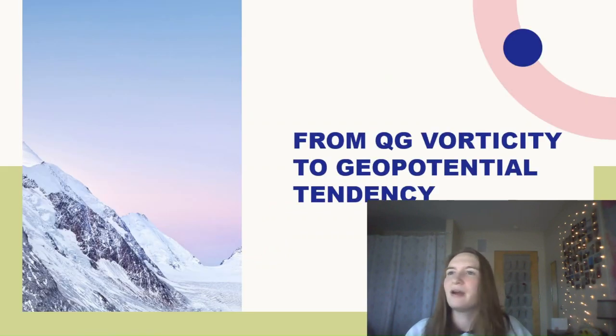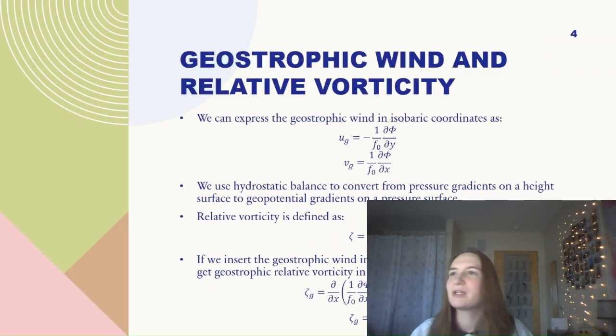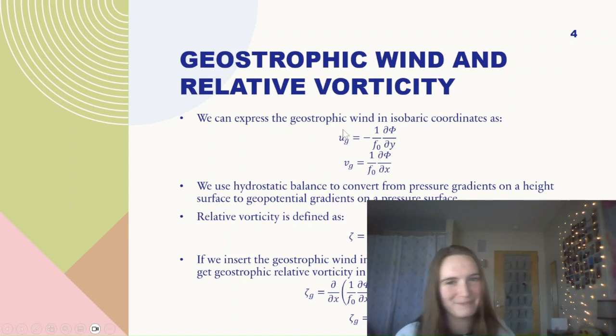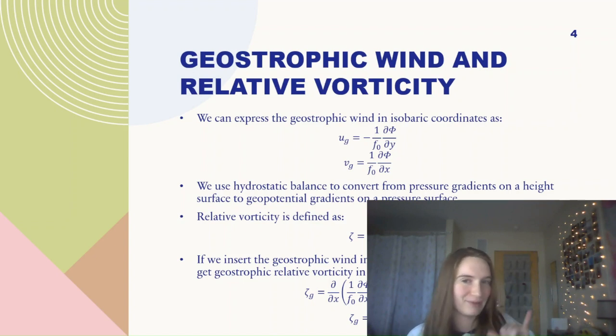All right, QG vorticity to geopotential tendency. We can express our geostrophic wind in isobaric coordinates as this. This should look very familiar. It was just on the last PowerPoint. And then we can use hydrostatic balance to convert from pressure gradients on a height surface to geopotential gradients on a pressure surface, that invertibility that we talked about. Again, here's another reminder of relative vorticity, and we're going to insert our geostrophic wind into the equation. We did this last time as well, and now we have geostrophic relative vorticity.